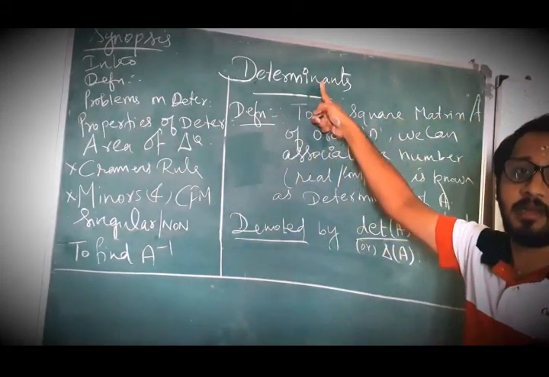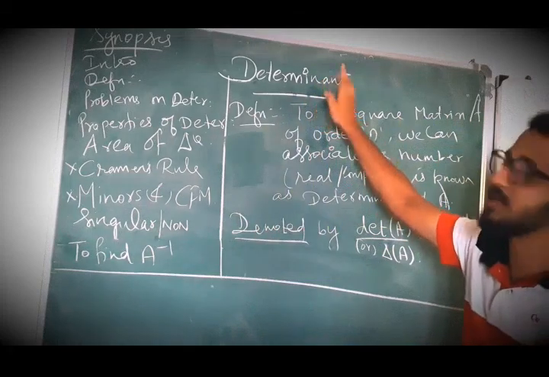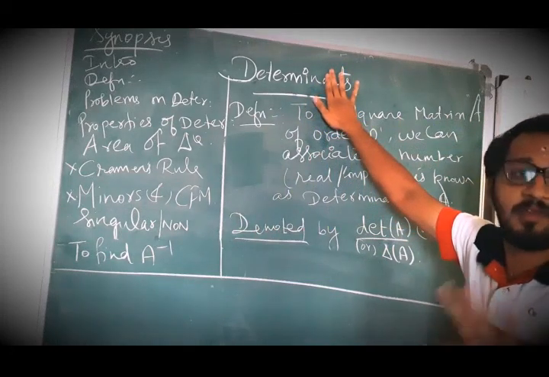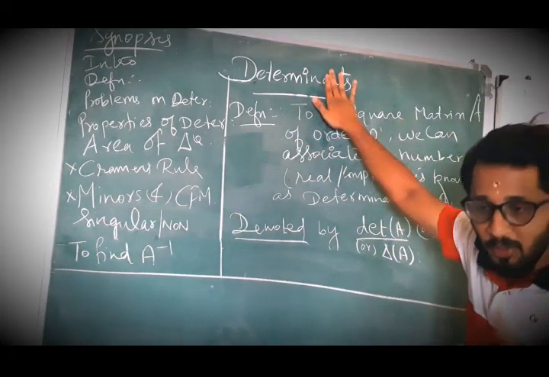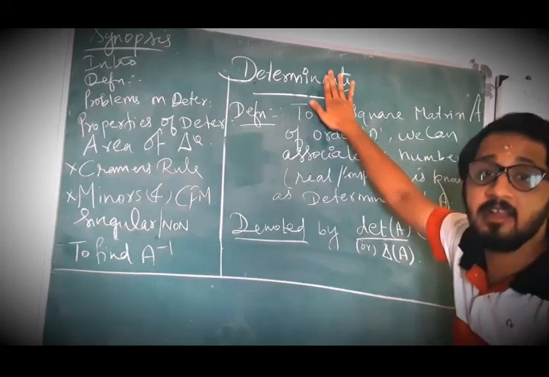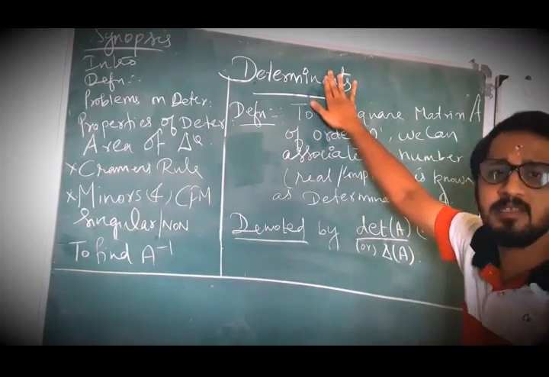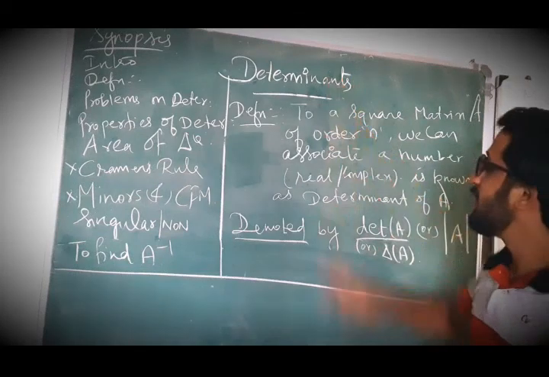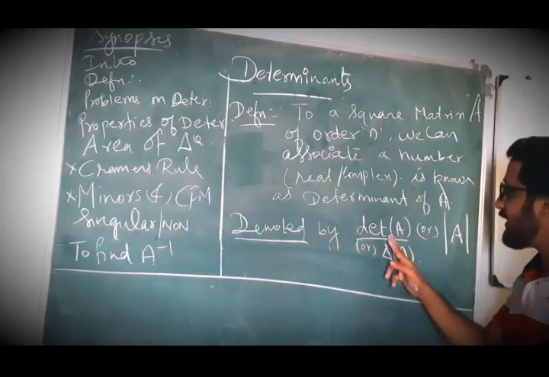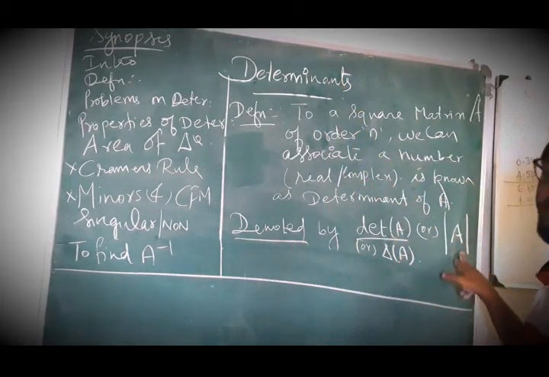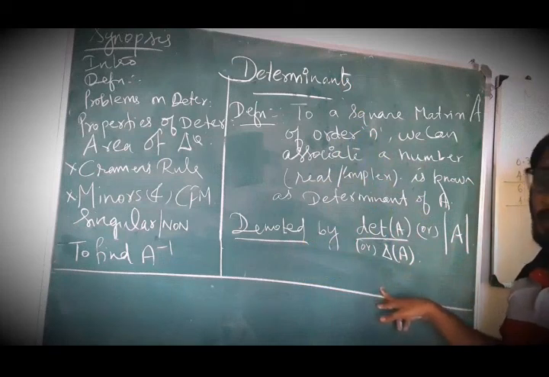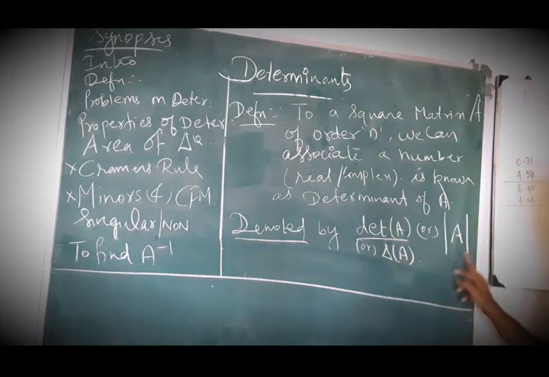You can find the determinant for every square matrix, not for every matrix. If you want to find the determinant, the matrix has to be a square, compulsorily. Now, it is denoted by det A or determinant of A or delta A. This is nothing but determinant of A. Don't consider that this is a modulus. Is it clear to everyone?